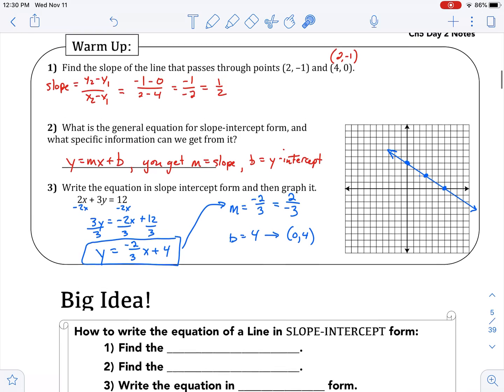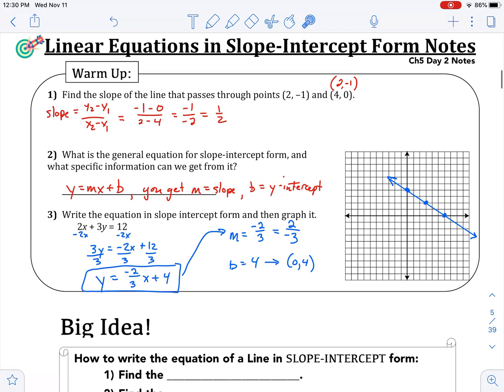Question 2 says if something is in slope-intercept form, what do we get from it? Well, y equals mx plus b is slope-intercept form. The m represents the slope, the b represents the y-intercept. Again, a quick little recap of some things we've done previously.